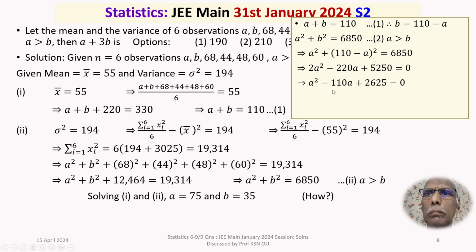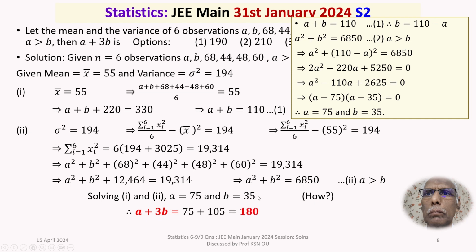The factorization is very easy. A minus 75 multiplied by A minus 35 is equal to 0, and A greater than B, so we take A is equal to 75, and thereby B will be the lower of the other roots, that is 35. So thus we get this one. Now required to find the value of A plus 3B. So A is 75 plus 3 times 35 is 105, and the sum is 180. So A plus 3B is 180.